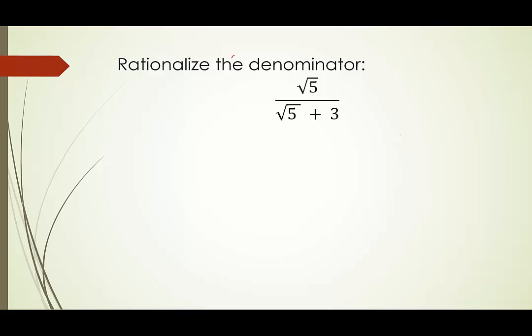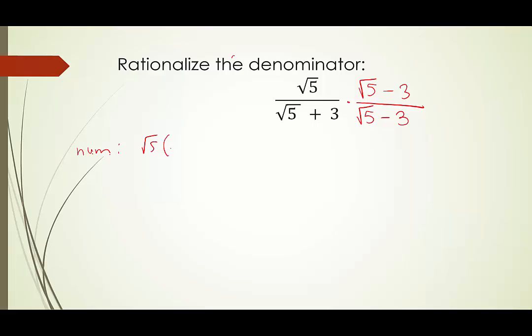So our first example, we have the square root of 5 divided by the square root of 5 plus 3. In order to rationalize the denominator, we need to multiply by the conjugate, which would be the square root of 5 minus 3. We do the same thing to the numerator, the square root of 5 minus 3. And then I suggest simplifying the numerator, simplifying the denominator, and then putting them back as a fraction. Otherwise, it can just be kind of laborious and annoying.